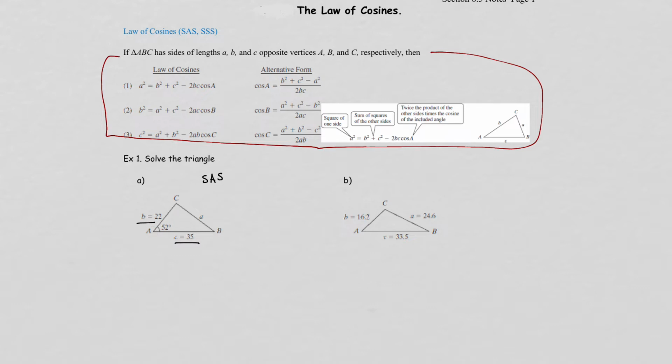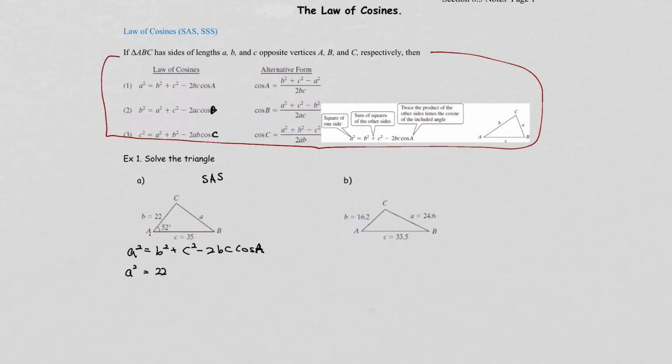So if we use the law of cosine, we're going to use a. In this case, angle A is given, right? So you're going to use a squared equals b squared plus c squared minus 2bc cosine A, since A was given. If B was given, you're going to use that. If C was given, you're going to use that. So in that, replace all these values. Your a, you don't know.